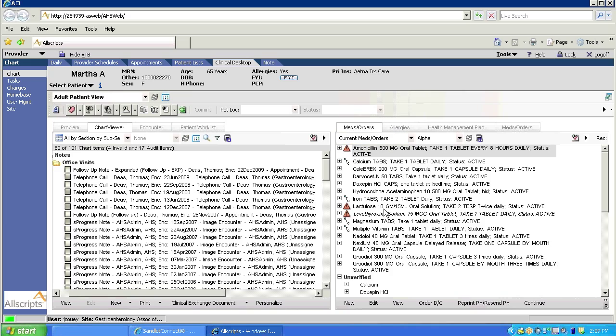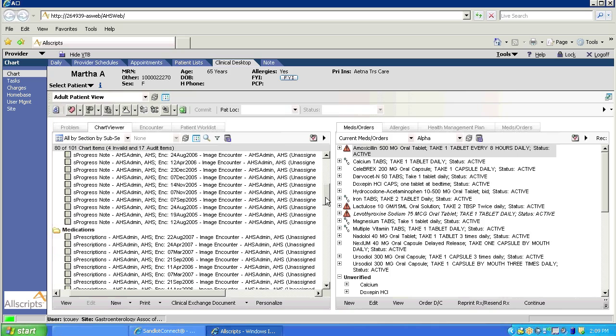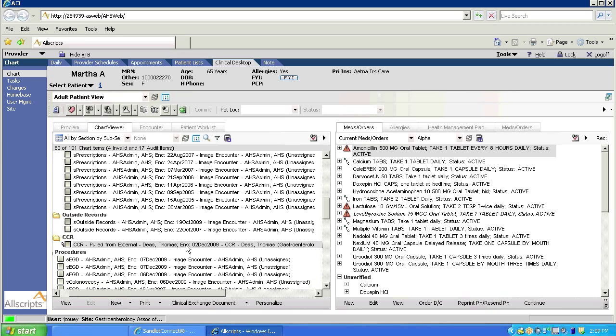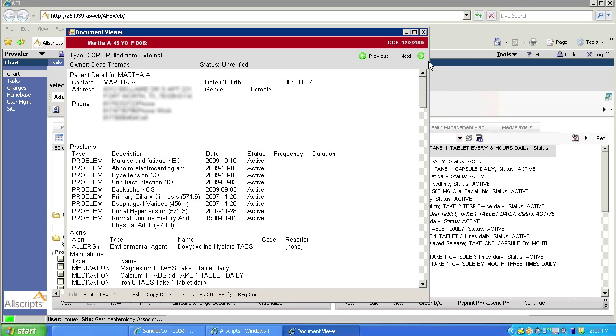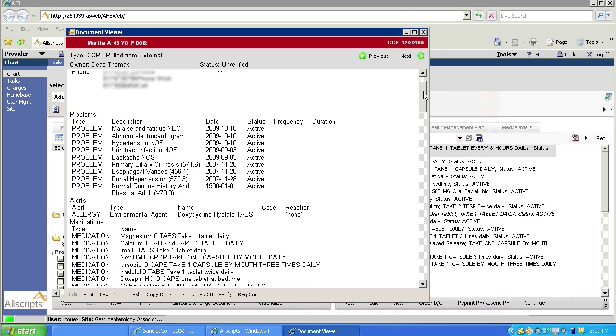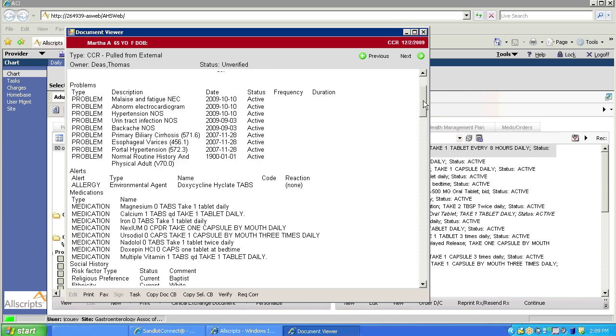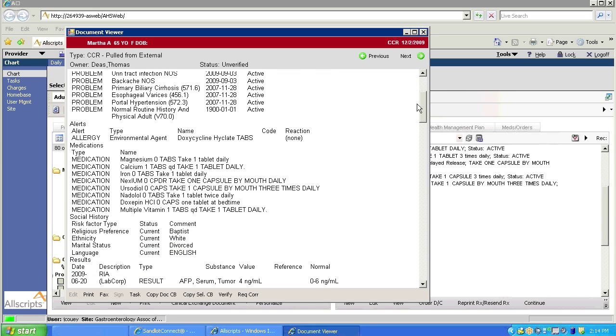Fortunately, I had SandlotConnect and Martha's Continuity of Care Record, or CCR, which was automatically sent to my office electronic medical record on the day of her appointment. Through the CCR, I immediately learned a number of relevant facts about Martha's recent medical history.